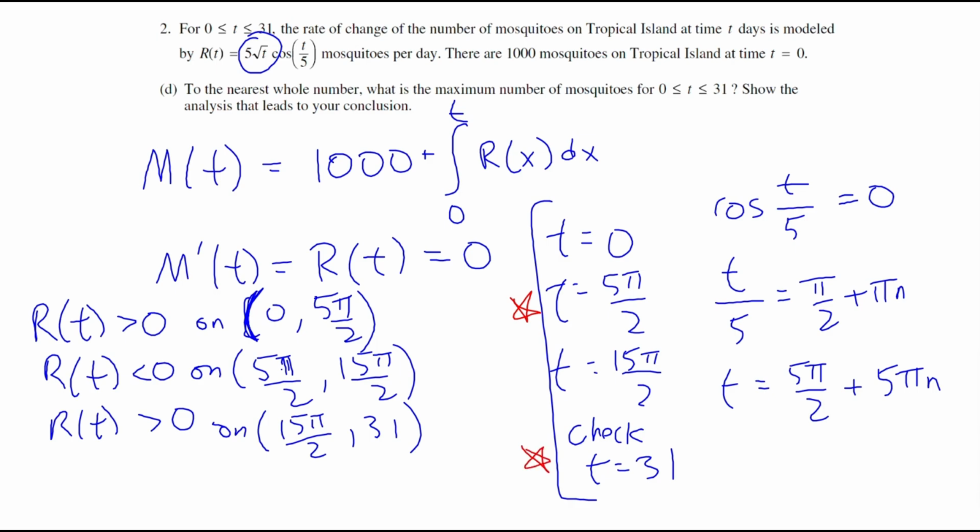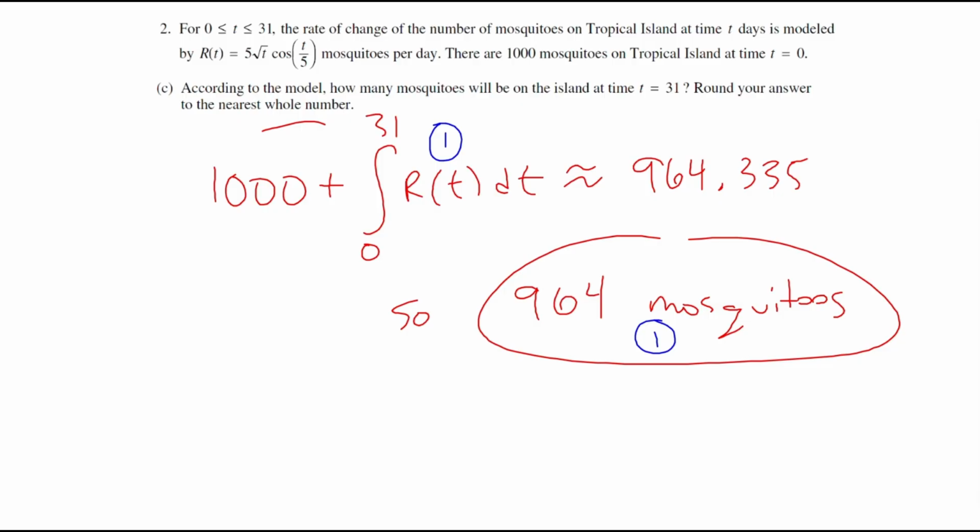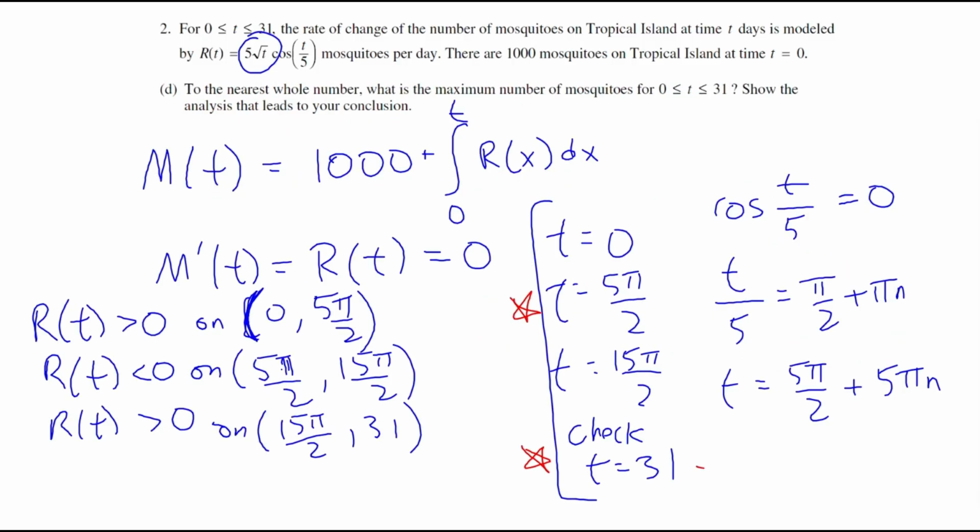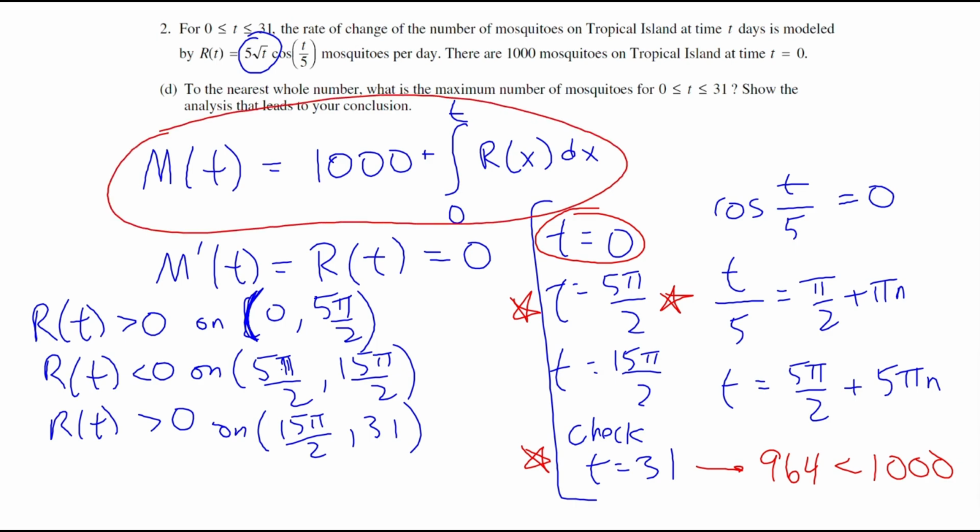or at 31. Well, if we logically think about this, at 0, we knew it was already 1,000, right? And if I go back here, we found that at 31, it was only 964. So our other option of a max, we knew it was 964, which was less than the 1,000 that we already had at t equals 0. So our only possibility here is going to be that the maximum occurs at 5 pi over 2. And so now we'll just evaluate this function m at 5 pi over 2.